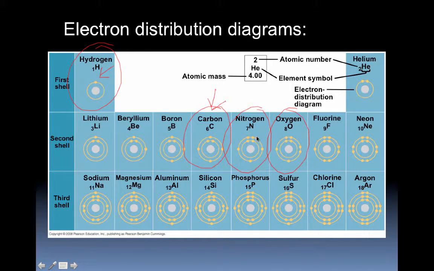Nitrogen has 5 electrons in its valence shell, 5 valence electrons. 2 of them are paired, but 3 are unpaired, so nitrogen is typically going to form 3 bonds. Oxygen has 6 electrons in its outermost shell, 6 valence electrons. These 2 are paired and stable. These 2 are paired and stable. However, the other 2 are not paired, they're unstable, and oxygen is likely to form 2 bonds.